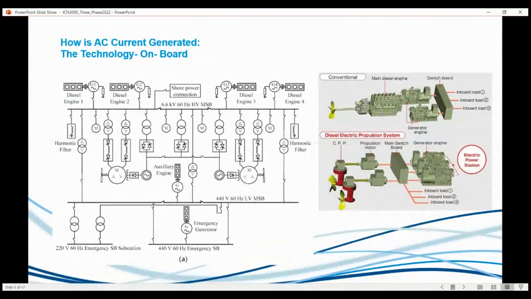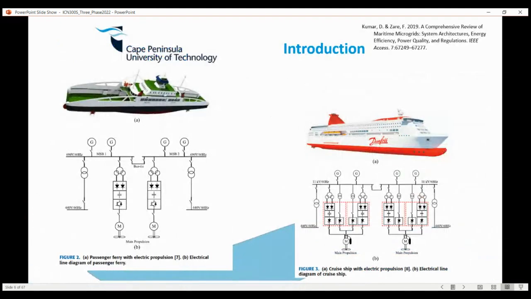So this is one type of architecture, with four gensets. Whereas if you look at this one, the core of this particular paper, they're mostly focused on electrical propulsion type systems. And I want to engage with some of the students once I've completed this first part.